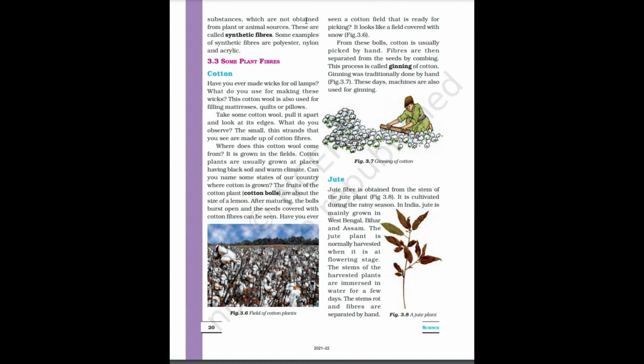Substances which are not obtained from plant or animal sources are called synthetic fibers. Artificial fibers and synthetic fibers are the same. Artificial fiber is thus another name for synthetic fiber. Some examples of synthetic fibers are polyester, nylon, and acrylic.